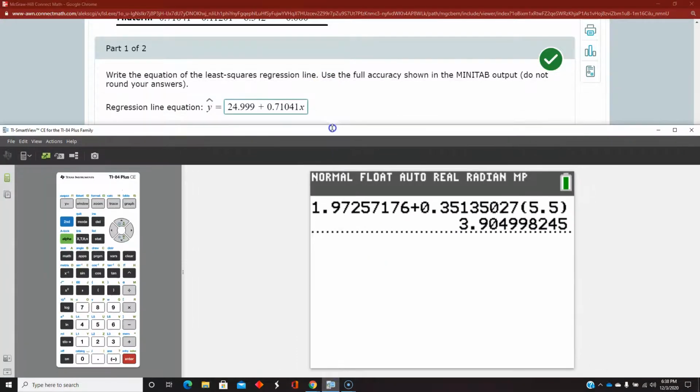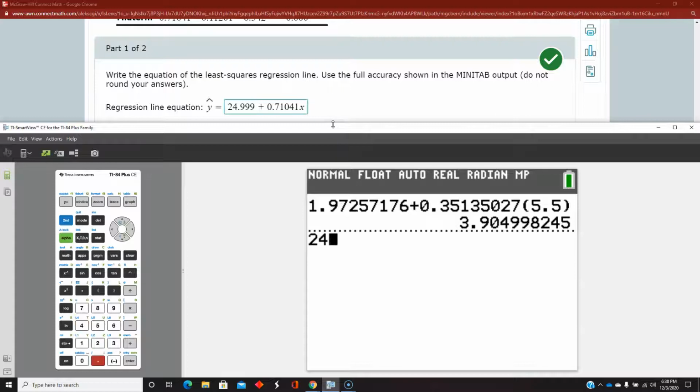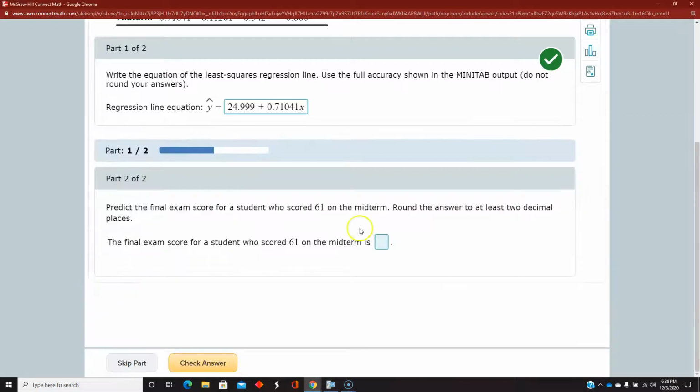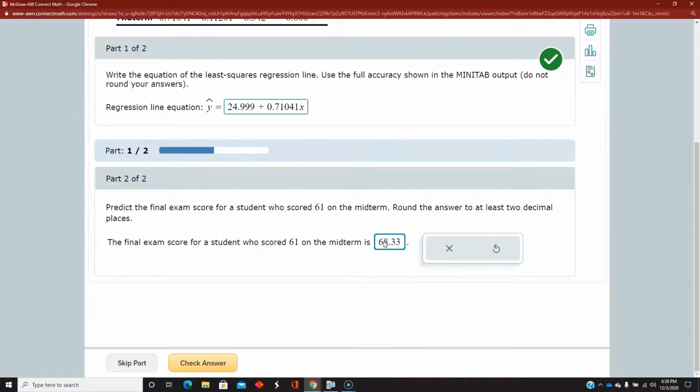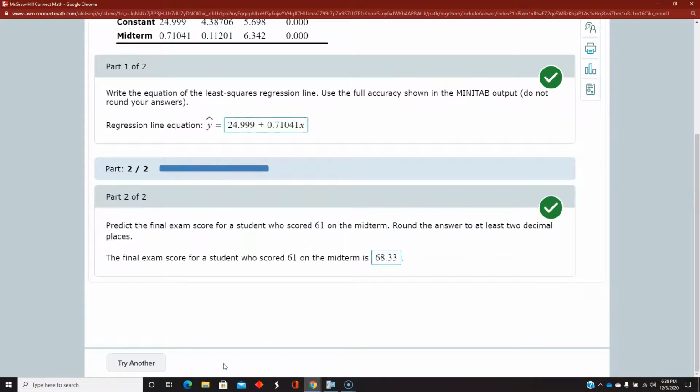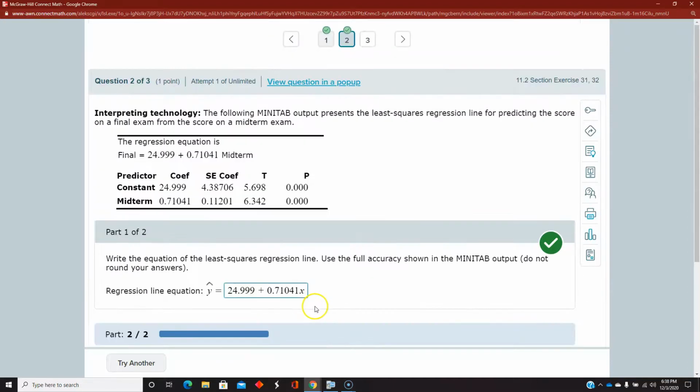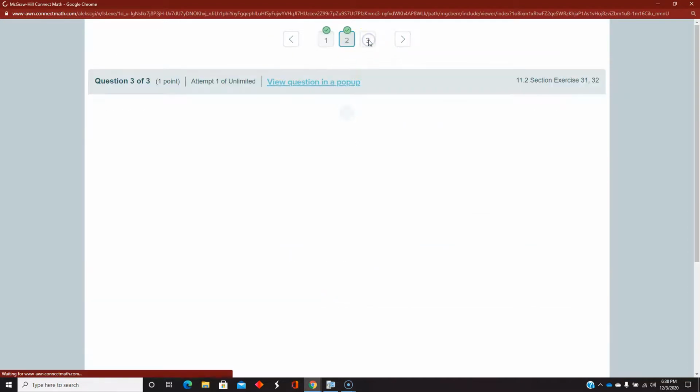So again, using this equation, 24.999 plus 0.71041 times the midterm score, this will give us a predicted score on the final, 68.33. So the predicted score on the final is 68.33. Don't know if I did enough decimal places there, but it looks like I did. Third problem.